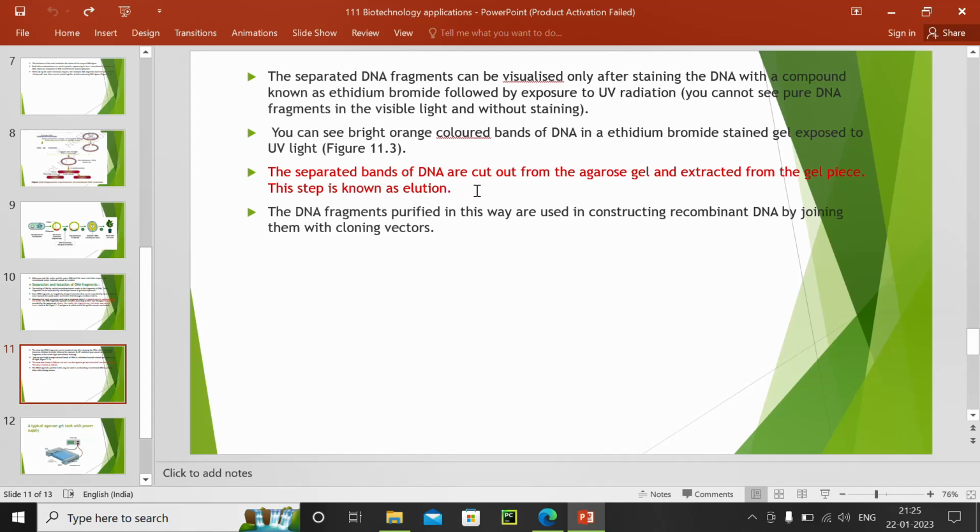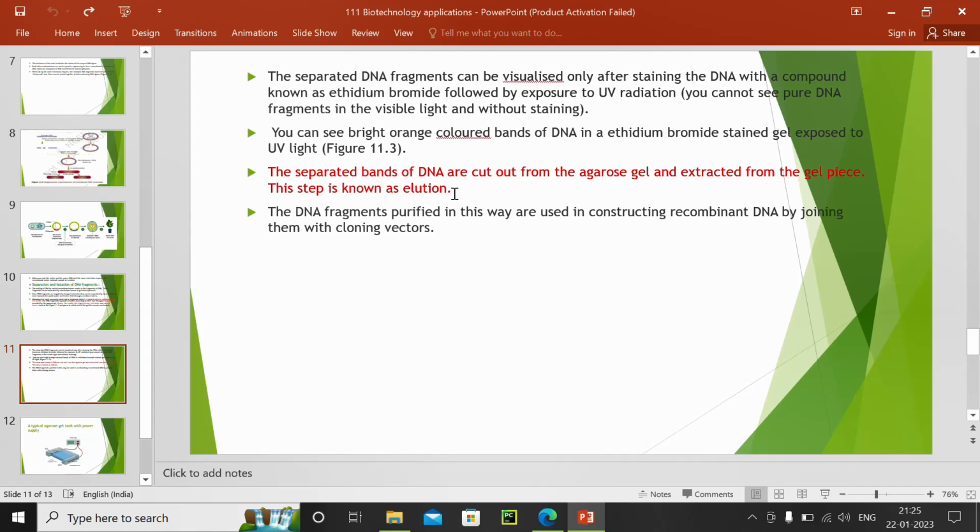The separated DNA is cut from the agarose gel and extracted from the piece, which is known as elution. Elution is nothing but extraction. Here, the DNA molecule is extracted from the agarose gel by cutting it according to the desired size. This process is called elution. The DNA fragment purified in this way is used in constructing recombinant DNA by joining it with cloning vectors.